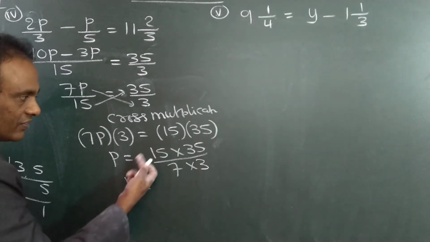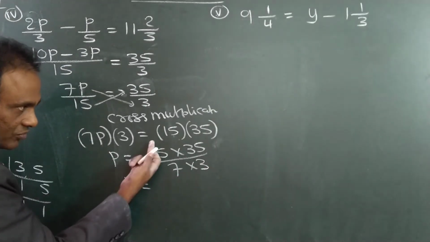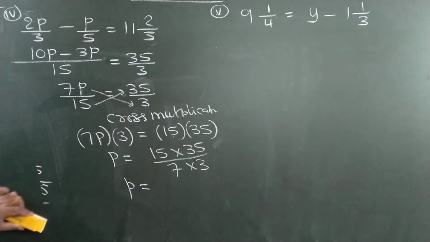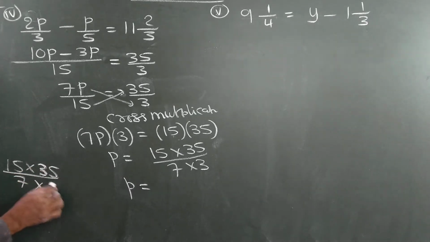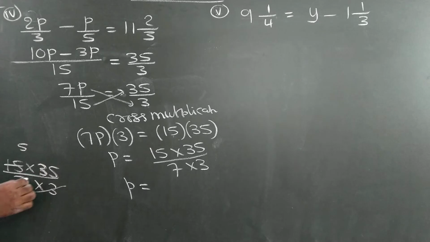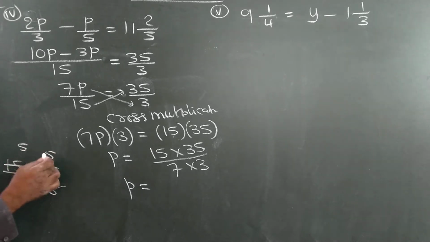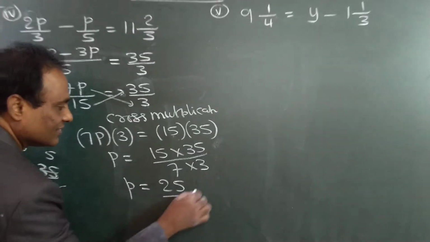See here, 3 5s are 15. 15 into 35 by 21, what is the answer, you tell me? 3 5 times. 7 5s are 35. 5 5s are 25. Answer is 25.